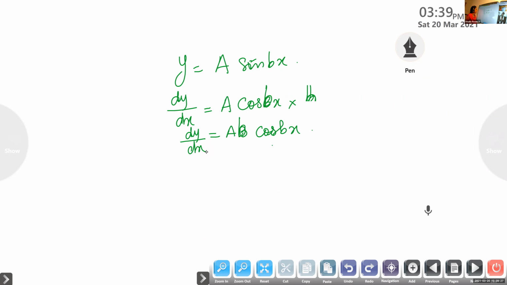So how many constants are here? Only one constant is here, isn't it? So how many times do we differentiate? One time. Only one constant is there, so we differentiated one time. We can write this as ab into cos bx is dy by dx.